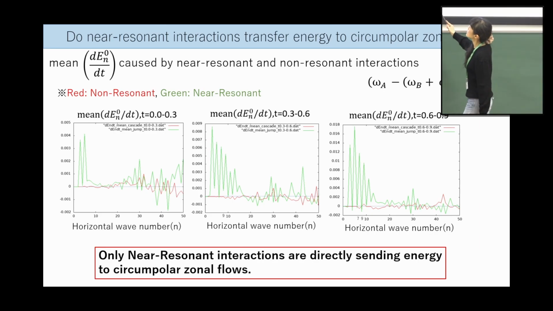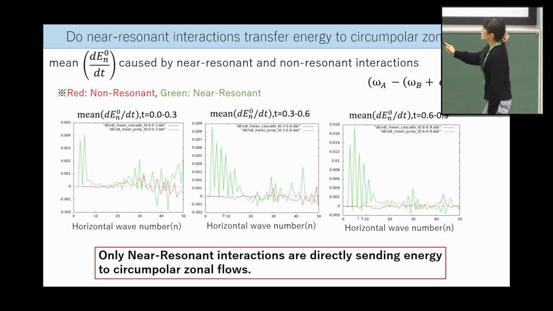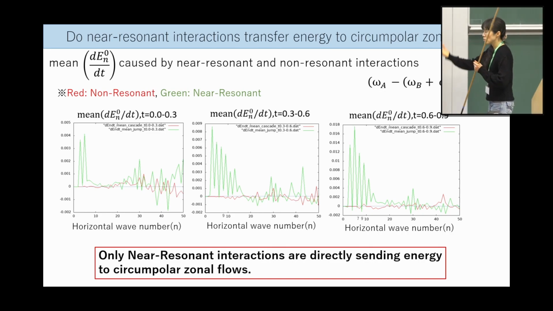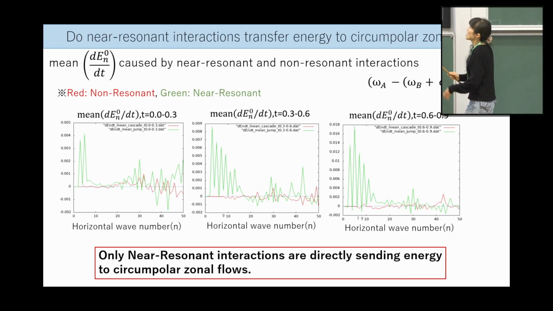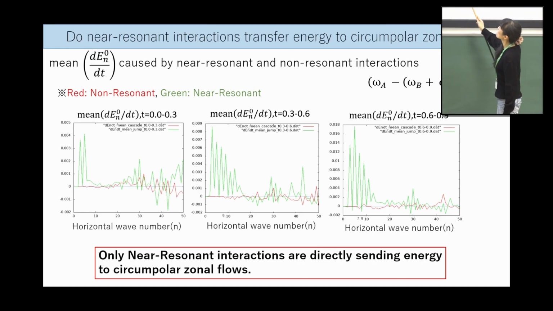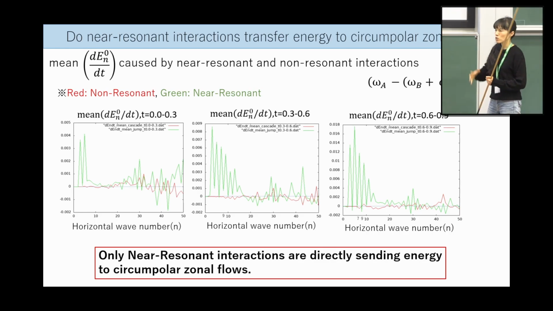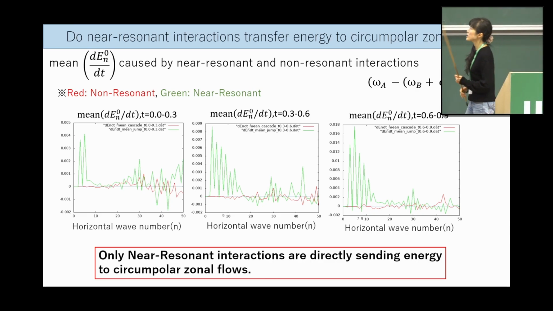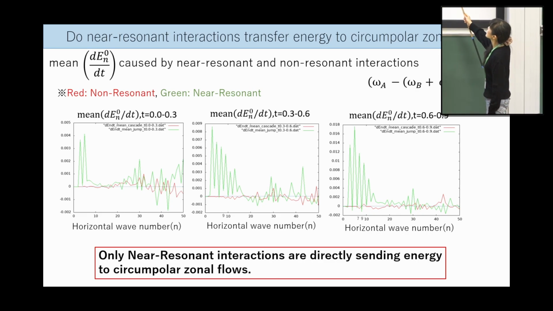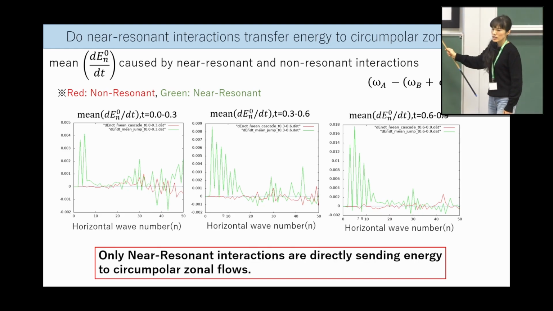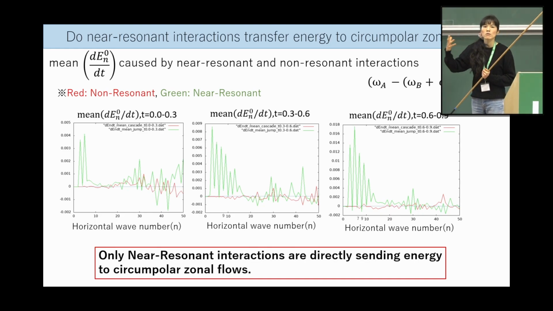And here, near-resonant interaction is the green, pointed by green color. And we have 3 time ranges here. This is from t equals 0 to 0.3, the very beginning of the numerical time integration. And this is t equals 0.3 to 0.6, the middle stage of the formation of zonal flows. And this is t equals 0.6 to 0.9. Here the zonal flows become visible.